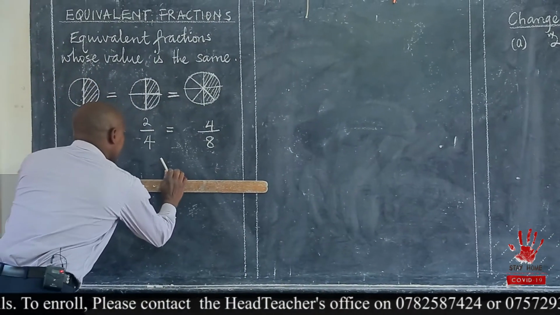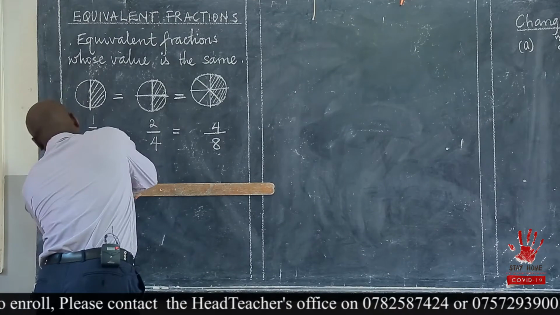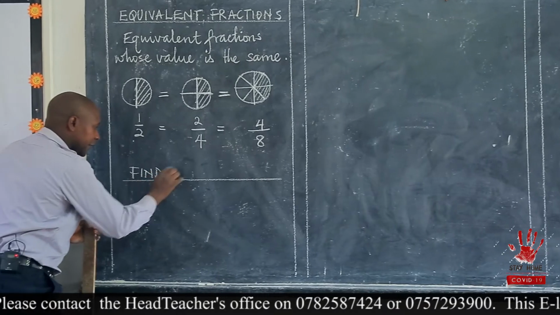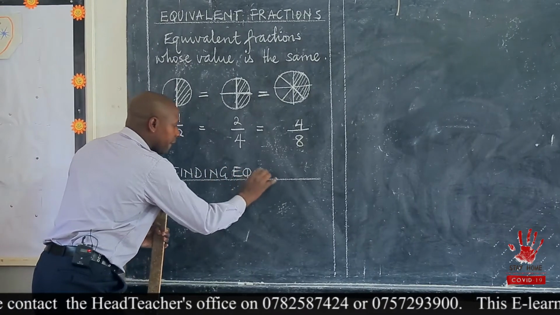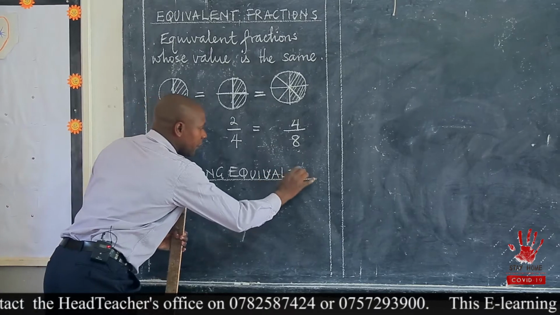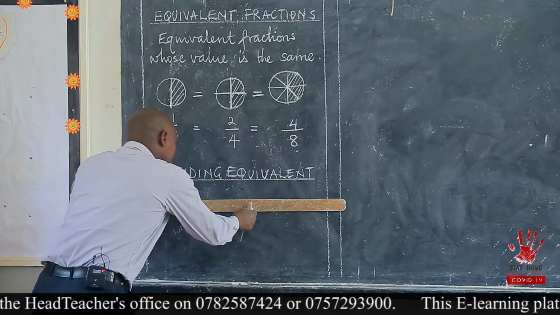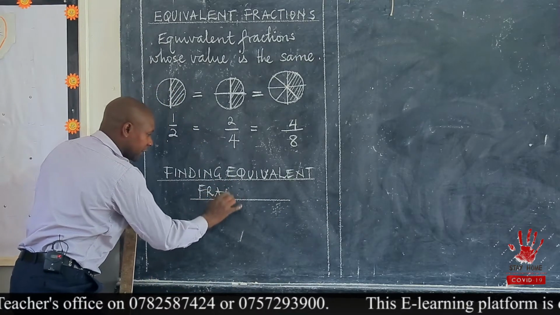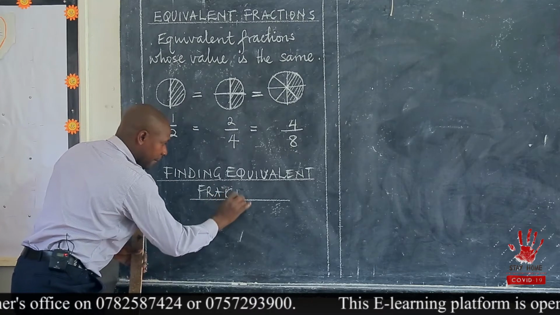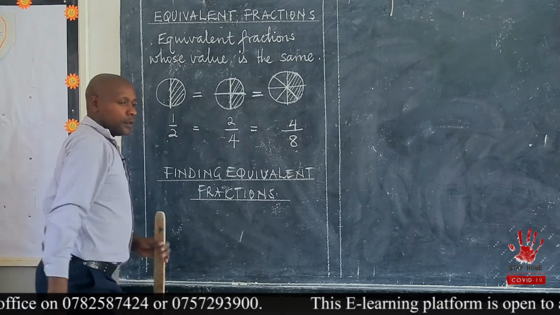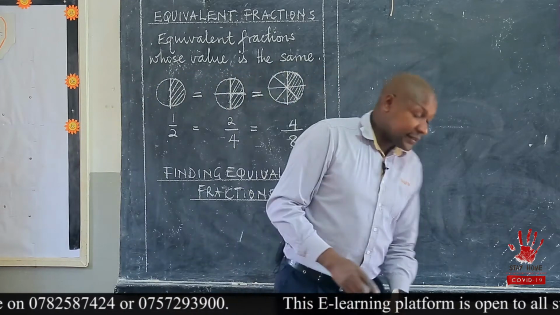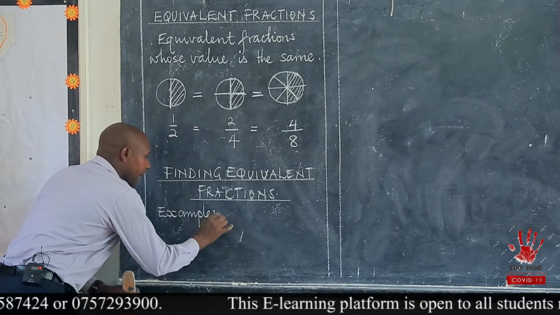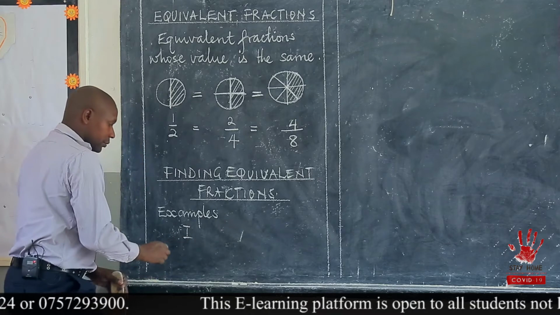This time not by using diagrams, but in this case we can now use real fractions. Finding equivalent fractions. How can they be found? Somebody say, hey teacher, how can they be found? Look. Take an example. Somebody is giving us the first example.